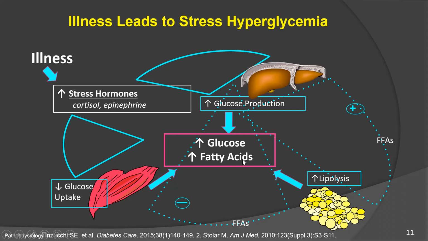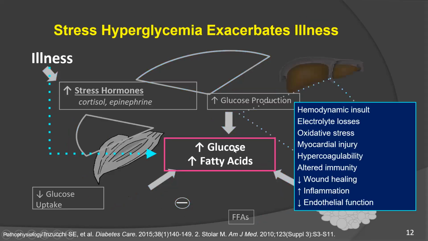In fact, the fatty acids rise and they can ultimately lead to high ketones and ketoacidosis. On the other side, this stress again leads to more exacerbation of illness. The high glucose in the blood and the high fatty acids are responsible for the hemodynamic insult, electrolyte loss, oxidative stress, myocardial injury, hypercoagulability, altered immunity, decreased wound healing, more inflammatory responses in the body, and decreased endothelial function.